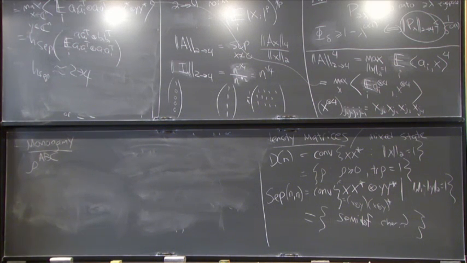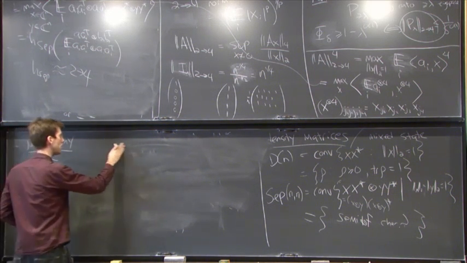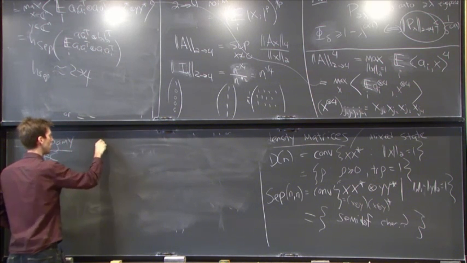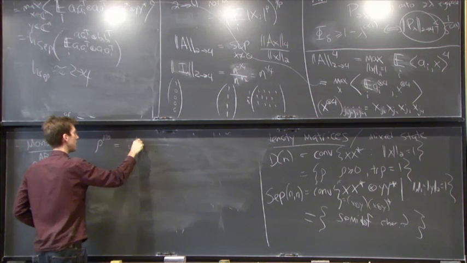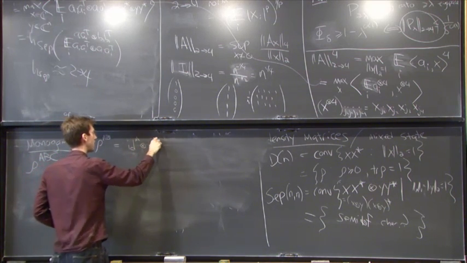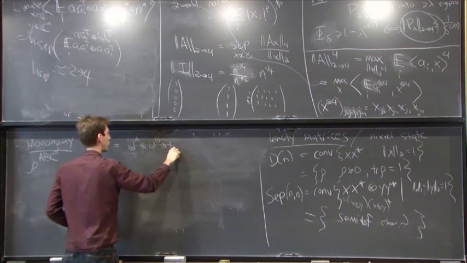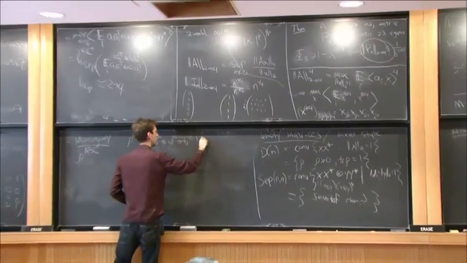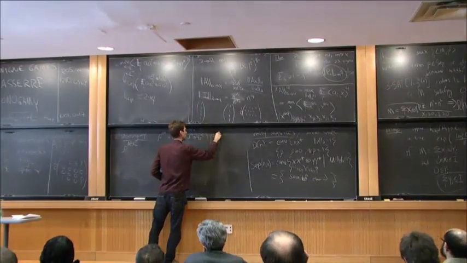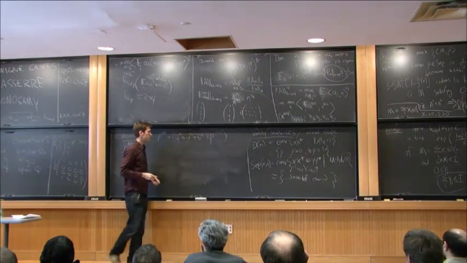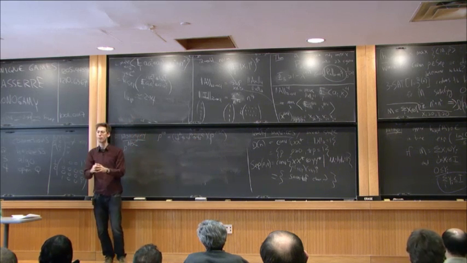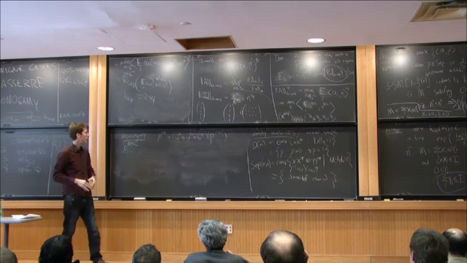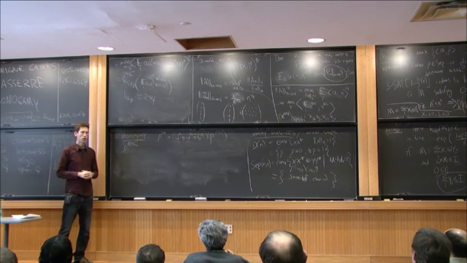I'll define that real quick. The AB subsystem is identity on A, tensor identity on B, tensor trace on C, applied to rho ABC. So this is called a partial trace. You apply the trace operator to the third system and leave the rest untouched.